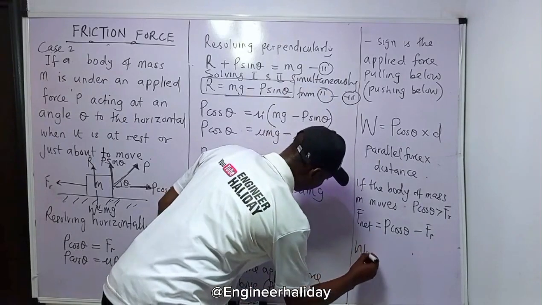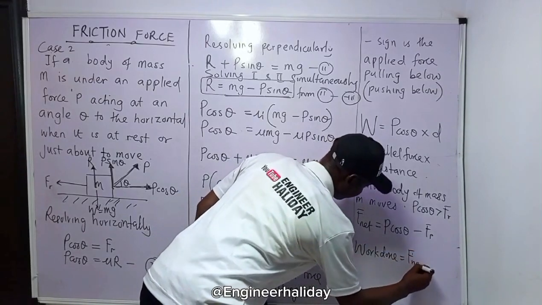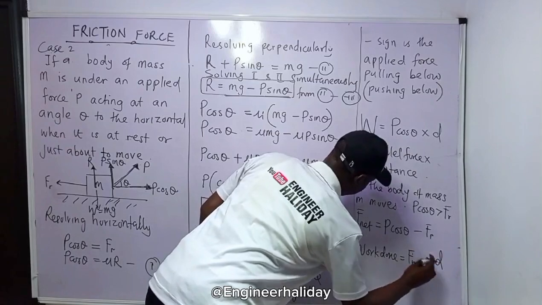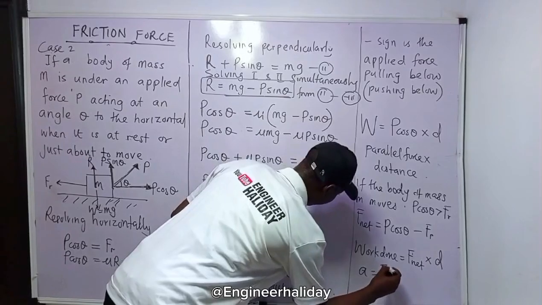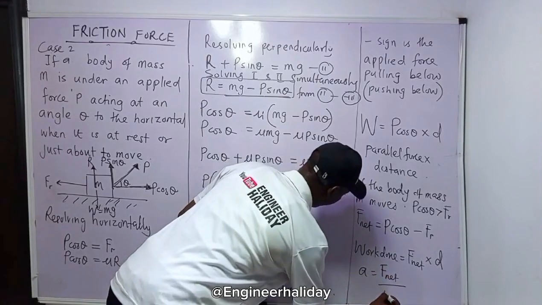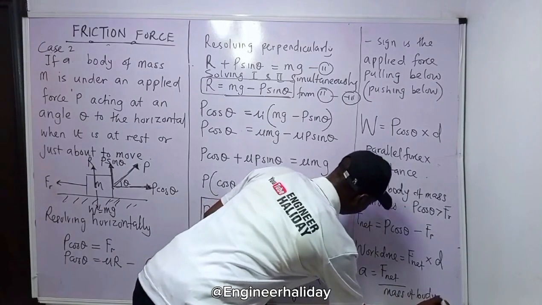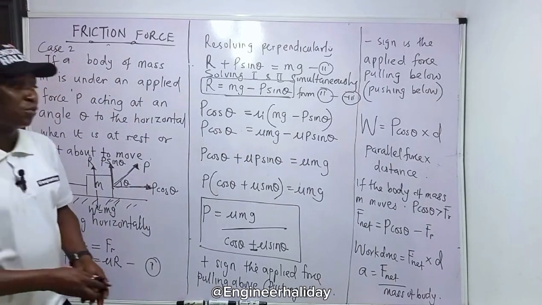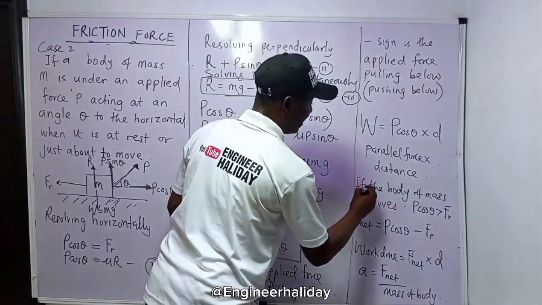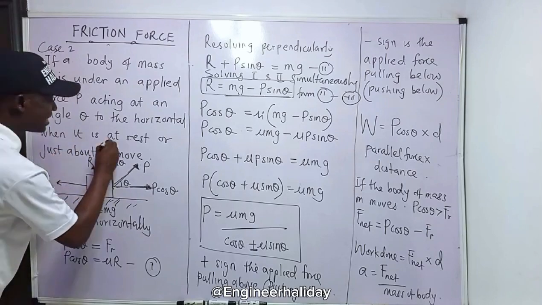Then the work done will be equal to the net force times distance. Or the acceleration can be calculated as the net force over the mass of the body. So we can calculate anything given to us. I've looked at the case where the body moves forward, not the case where the body is at rest.